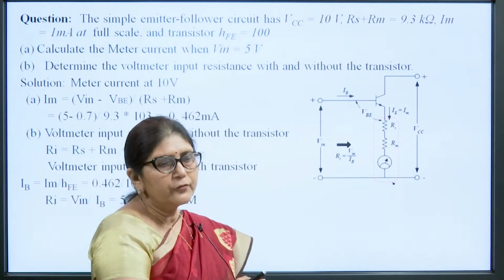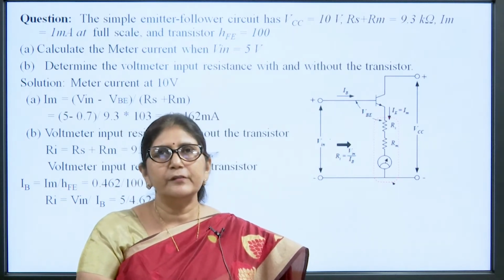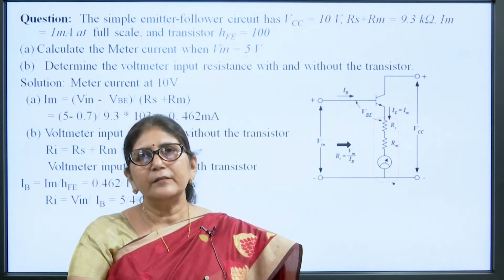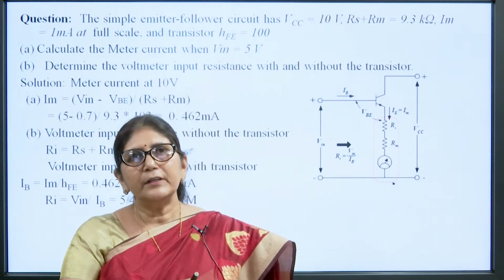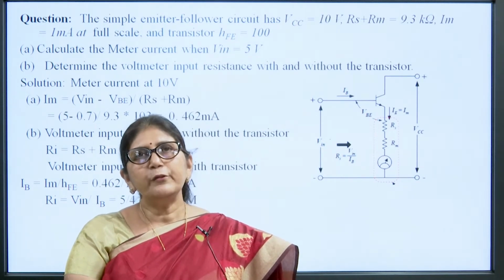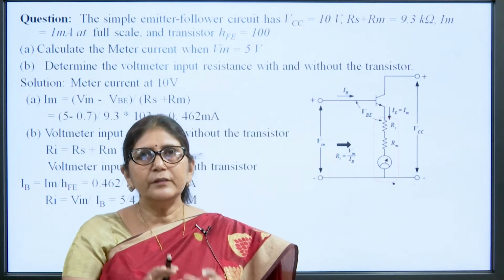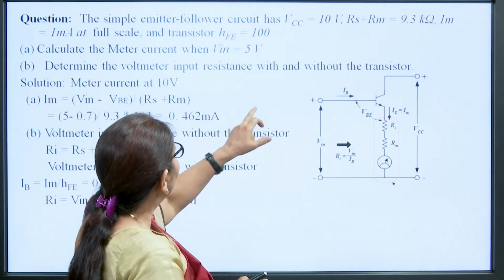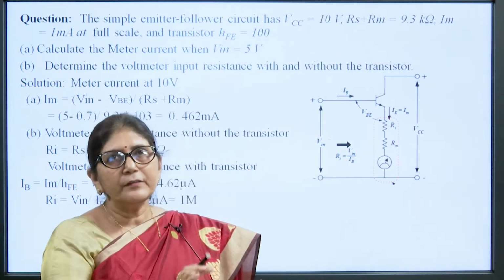Now we can understand this drawback by seeing this example. A simple emitter follower circuit has VCC, the supply voltage, of 10 volt, and Rs plus Rm is 9.3 kilo ohm. Full scale deflection current Im is 1 milliampere and transistor HFE is 100. First we have to calculate the meter current when V input is 5 volt. Second, we have to determine the input resistance with and without the transistor. As we know, the input voltage for full scale is 10 volt.